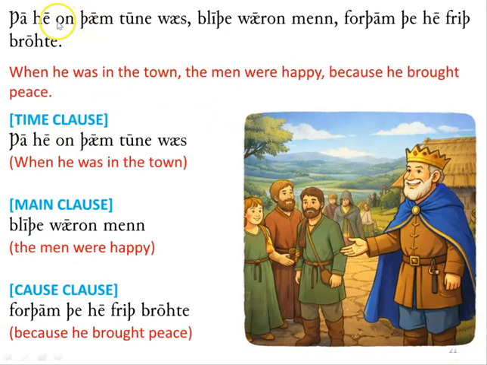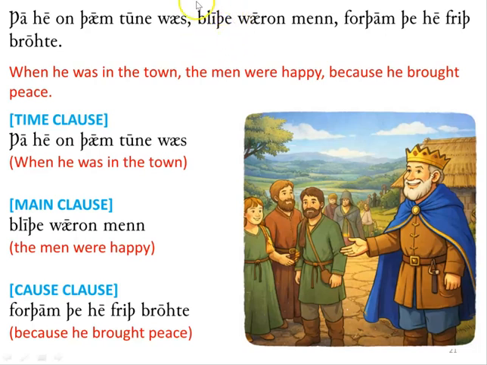So I think over here, tha he on tham tuna was believe the waren men for tham the he foreth boroch te. When he was in the town, the men were happy because he brought peace. So the time clause, tha he on tham tuna was, okay, time clause at the front there. Main clause, believe the waren men. The men were happy, okay.